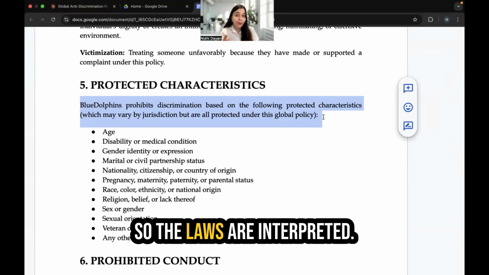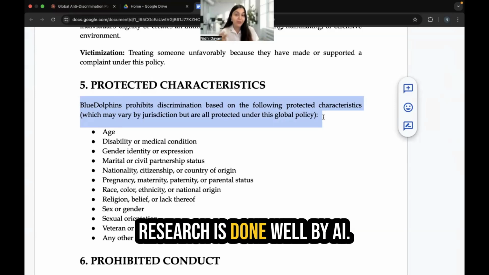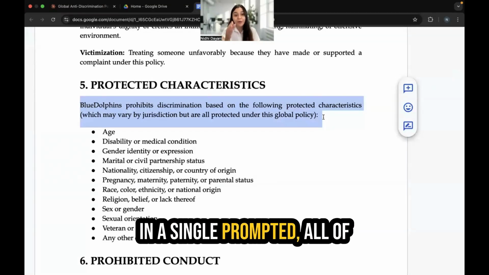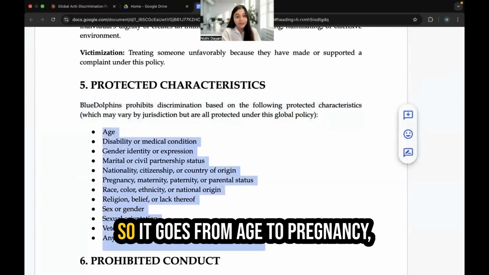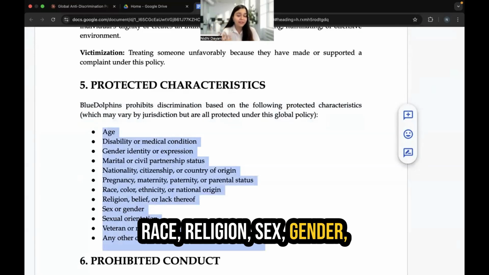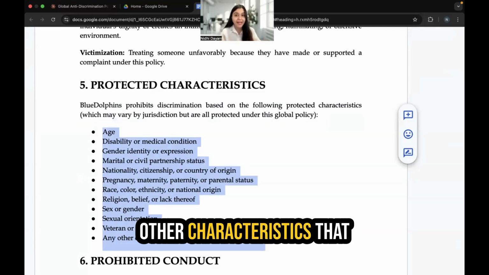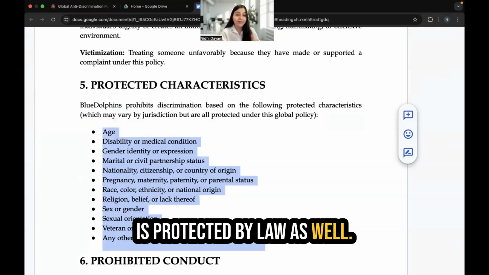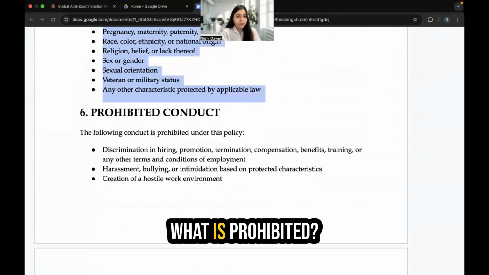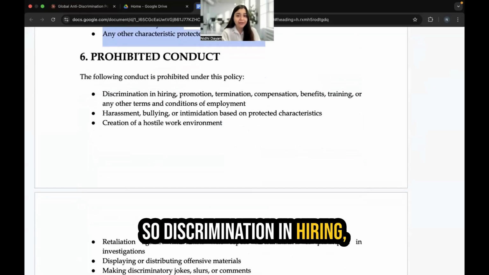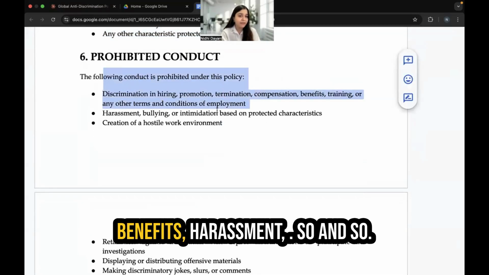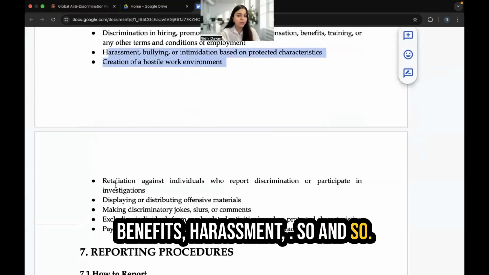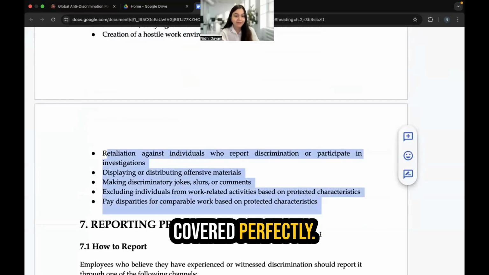So the laws are interpreted, research is done well by AI in a single prompt, and all of these things come in here. So it goes from age to pregnancy, race, religion, sex, gender, sexual orientation, and any other characteristic that is protected by law as well. Perfect. What is prohibited? So discrimination in hiring, termination, compensation benefits, harassment, so and so. All of these have been covered perfectly.